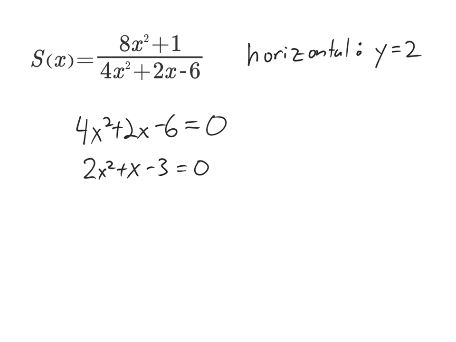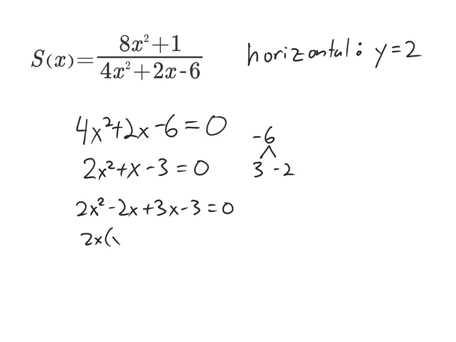Then I can see either does it factor or can I use the quadratic equation. You can do either one. So I'm going to factor. 2 times negative 3 is negative 6. Two things that multiply to negative 6 but add to 1. So that's going to be 3 and negative 2. So you get 2x squared minus 2x plus 3x minus 3 equals 0.